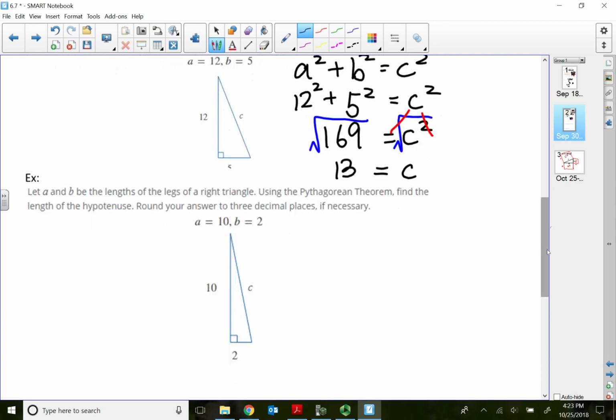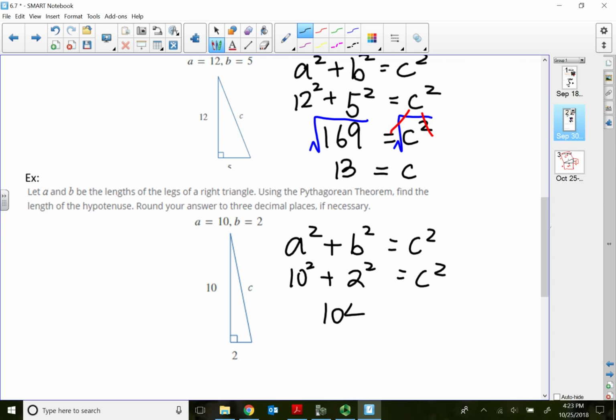All right, this is finding side C again, which is the hypotenuse, which you notice is always across from the 90-degree angle. So let's try this again. A squared, which is 10 squared, plus my B squared, which is 2 squared, equal to C squared. So 10 squared is 100 plus 4 is 104, equal to C squared. Round your answer to 3 decimal places.